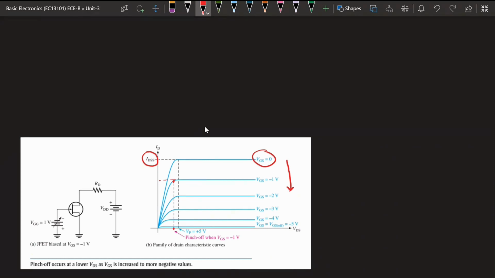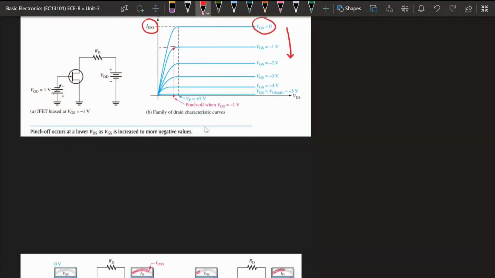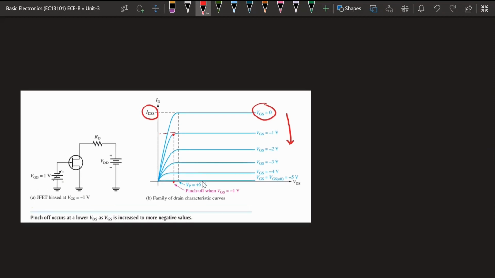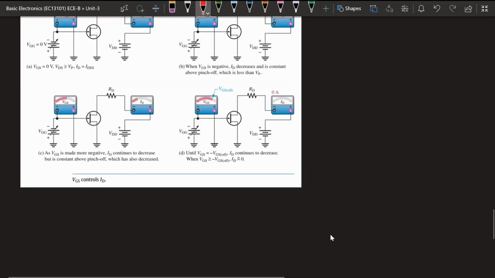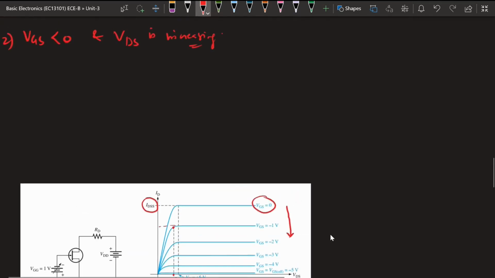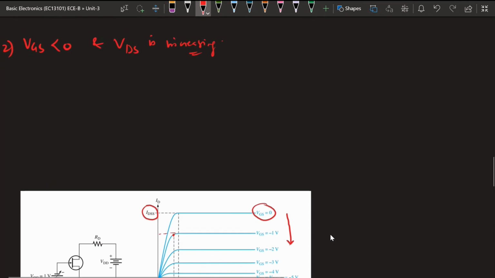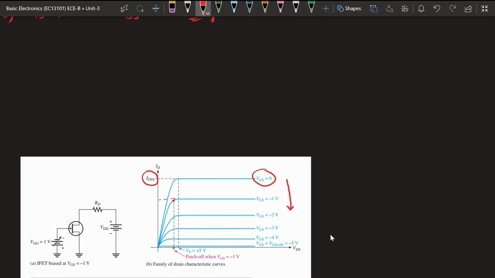This is the curve when we have different VGS on the negative side. We will correlate the 2 points, how this changes in case of pinch off and in case of cutoff. So we have 2 different points. Let us explain this. One point is pinch off. Pinch off occurs when VGS is equal to 0 and VDS is equal to VP.